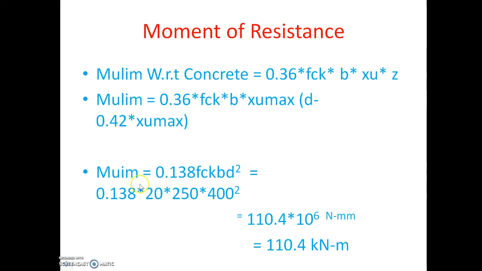So finally Mu limiting is equal to 0.138 fck b d square by substituting the xu max value of 0.48 in the Mu limiting equation. So finally substitute all the values, that is fck is equal to 20, b is equal to 250 and d is equal to 400. Finally we will get 110.4 into 10 power 6 Newton mm. So finally it is 110.4 kilonewton meter. So this is the flexural strength of that particular beam.